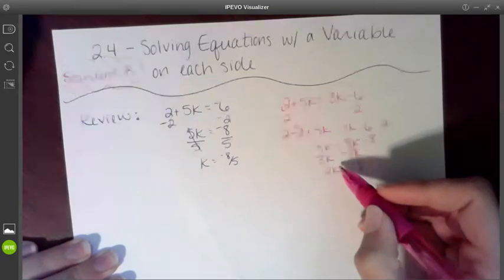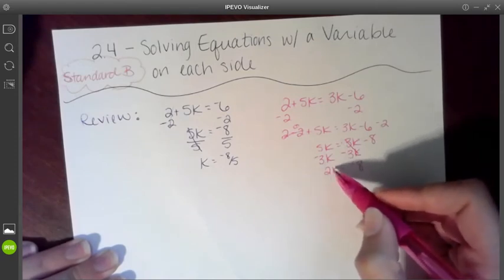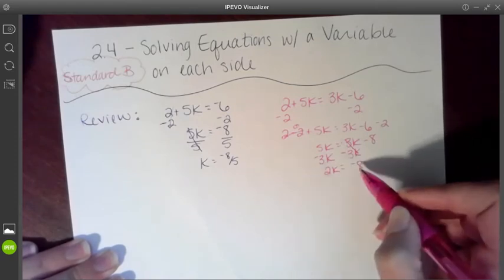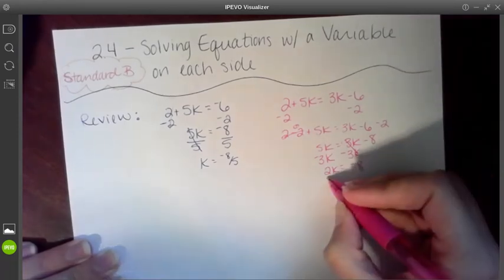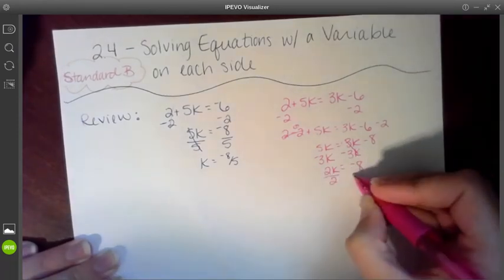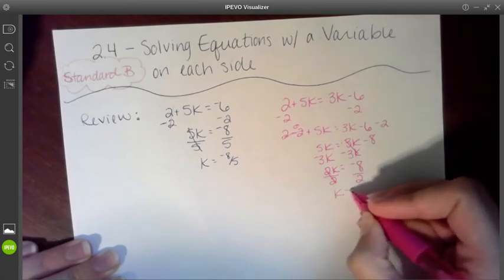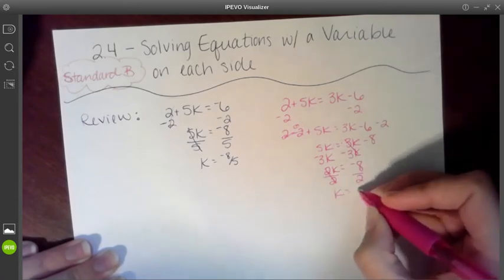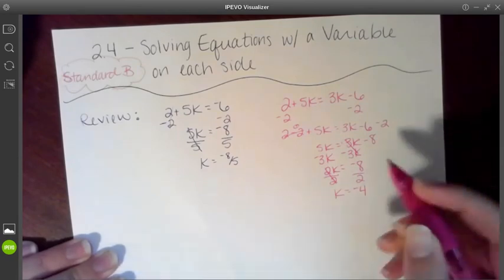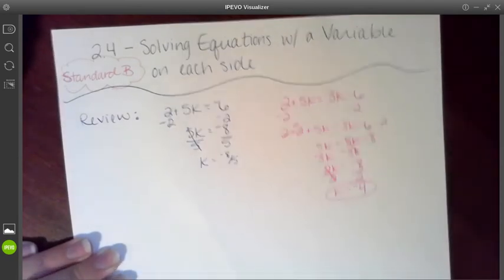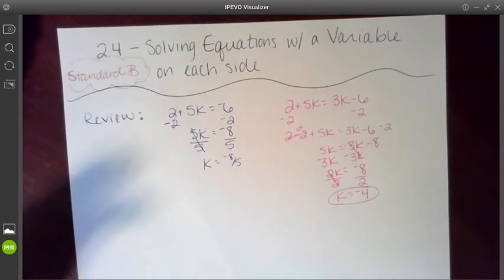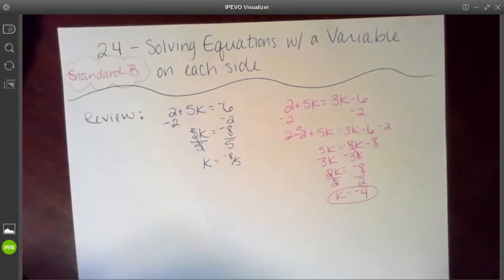All right, now we have our k's on one side. Right, we don't have a variable on the other side. And this is something we can do. Divide by 2 on both sides because we're multiplying by 2 over here. So that cancels. Negative 8 divided by 2 is negative 4. K equals negative 4.